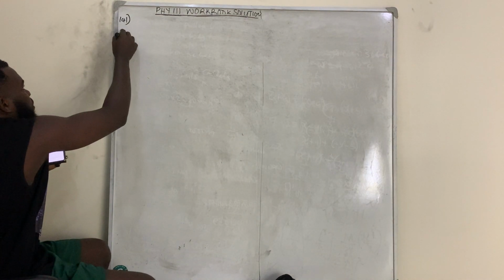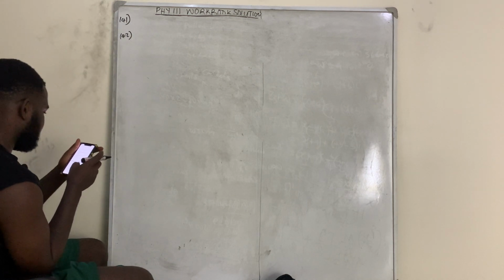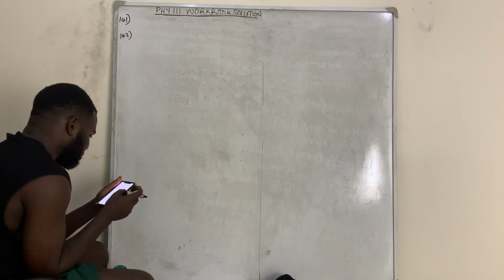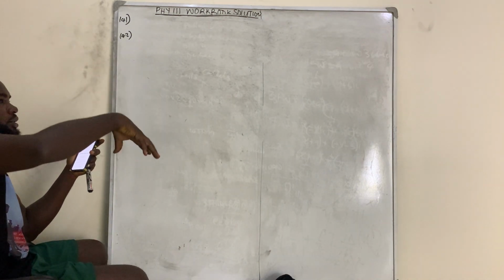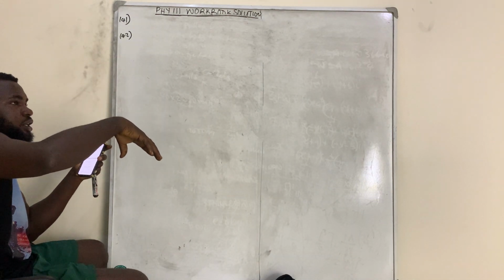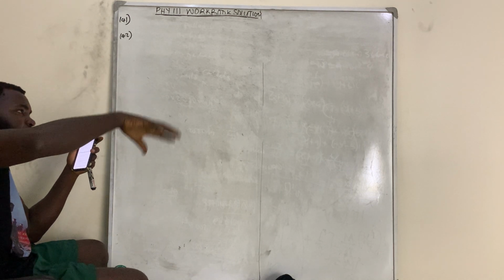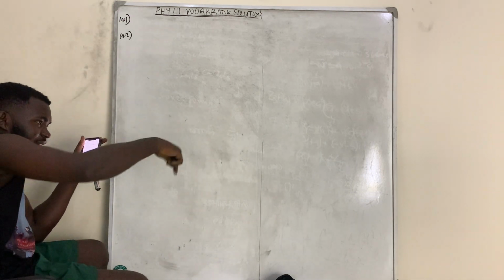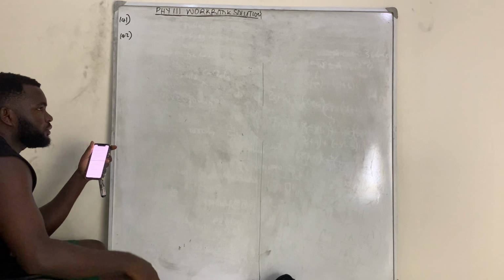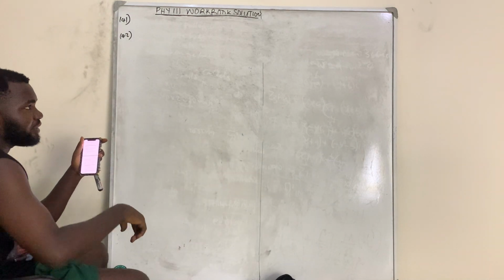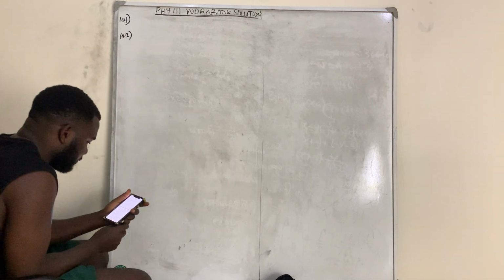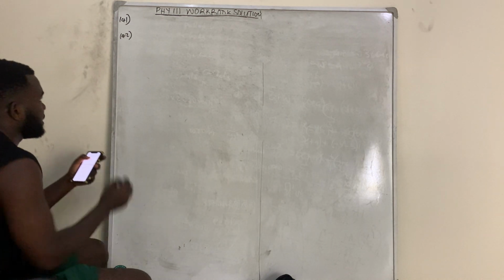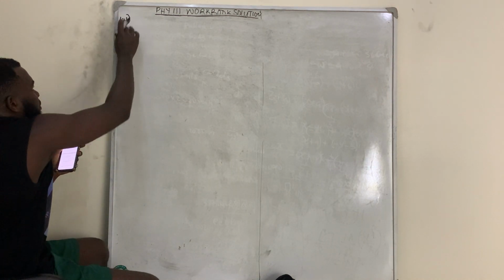The next one is 142, which says define center of gravity of a solid. Now gravity talks about the weight. So anywhere the weight of an object is concentrated, you now call it the center of gravity. You now see the difference between center of mass and center of gravity. The center of mass is where the mass is concentrated, but the center of gravity is where the weight is concentrated.